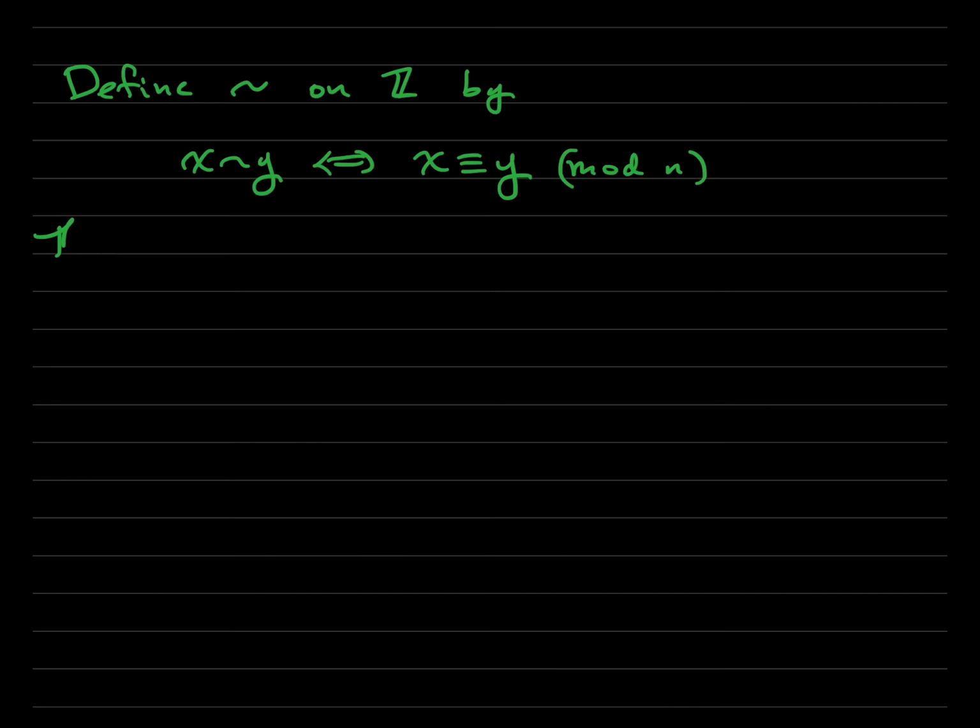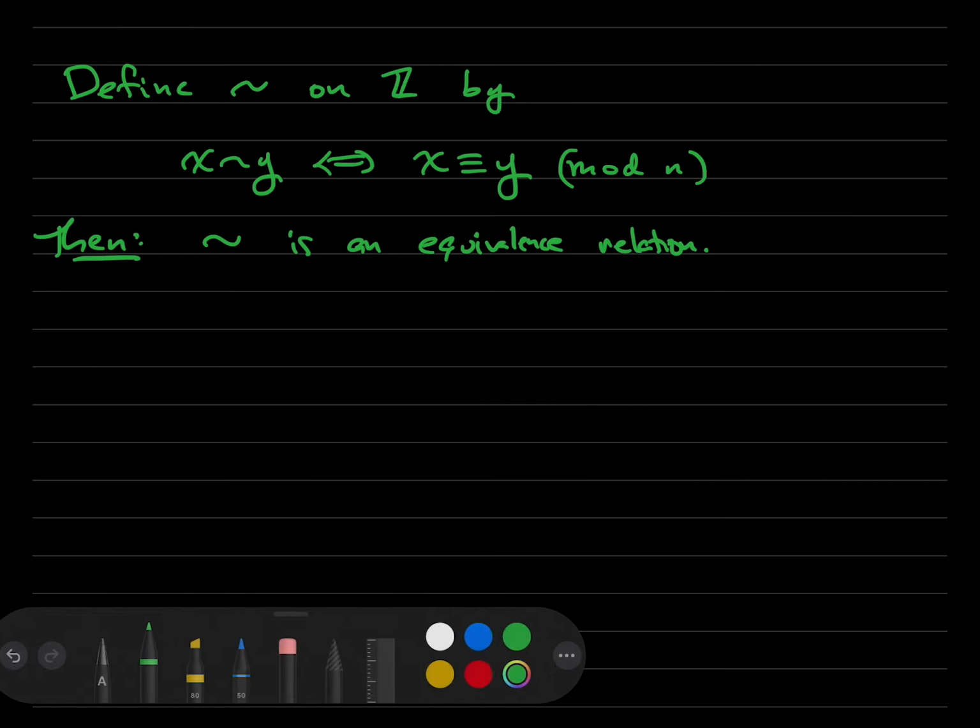Let's take the integers and let's define an equivalence relation where we say x is equivalent to y if and only if x is equivalent to y modulo n. Then it turns out that this is an equivalence relation. We proved this last time, and we've essentially proved it several times before in different forms. Let's think about what the equivalence classes of this relation are.